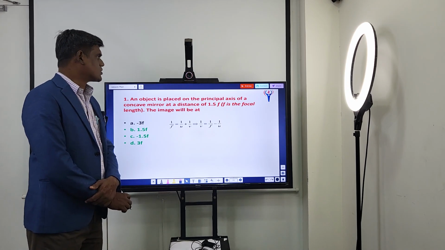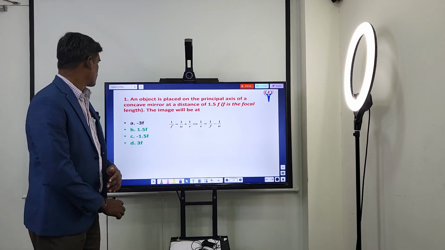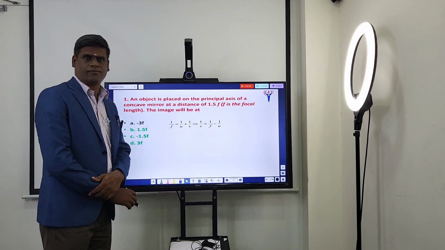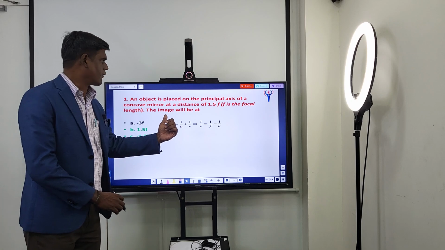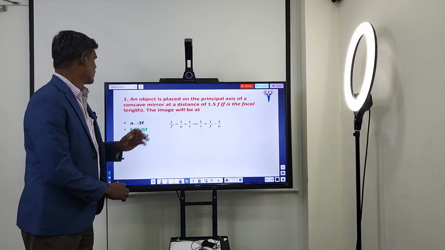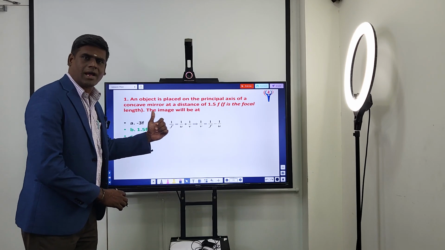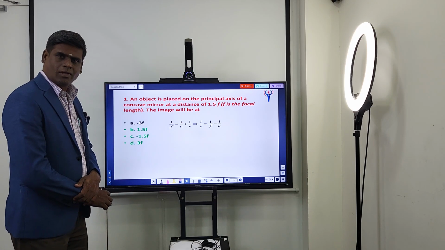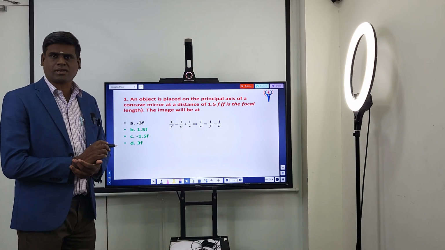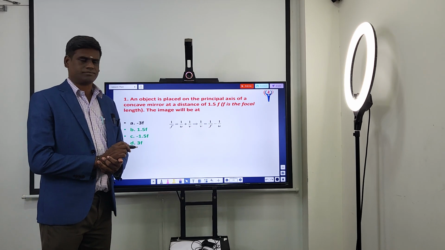An object is placed on the principal axis of a concave mirror at a distance of 1.5 f, 1.5 times f. Here f is the focal length of the mirror. The image will be at dash. I think most of you may have got the answer. Option A, minus 3f is the correct answer.